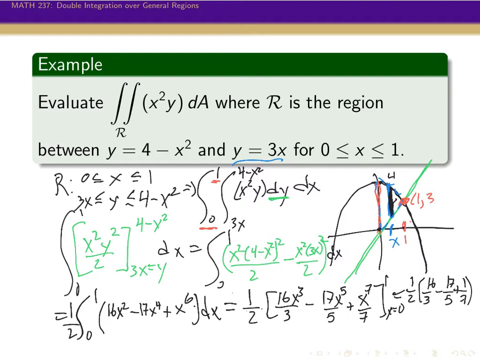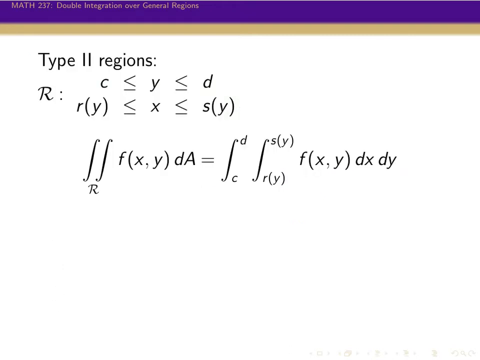So this is an example of a type 1 integral. And in type 1, you integrate y first. Okay. So as opposed to a type 1 where you integrate y first, we've come up with a really clever name for the other type. It is called a type 2 region. And so in a type 2 region, the roles of x and y are switched.